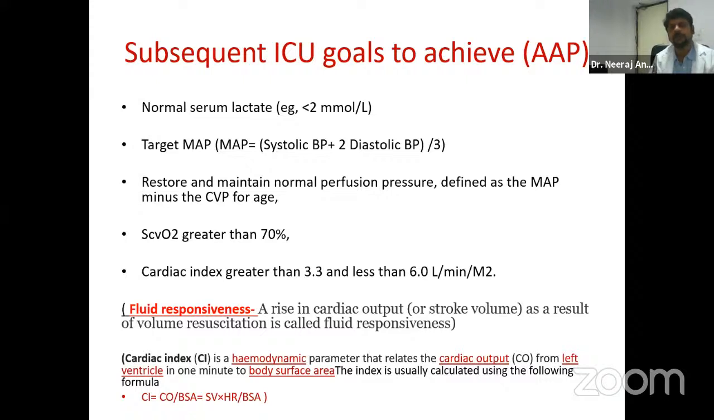Now, if we have ICU settings, then we could monitor serum lactate levels. Serum lactate levels should be less than 2 millimole per liter. We have to target mean arterial pressure. We have to restore and maintain normal perfusion pressure, defined as mean arterial pressure minus the central venous pressure, for age. Central venous oxygen saturation should be greater than 70%. Cardiac index, which is equal to cardiac output divided by body surface area, should be between 3.3 and 6 liter per minute per meter square.